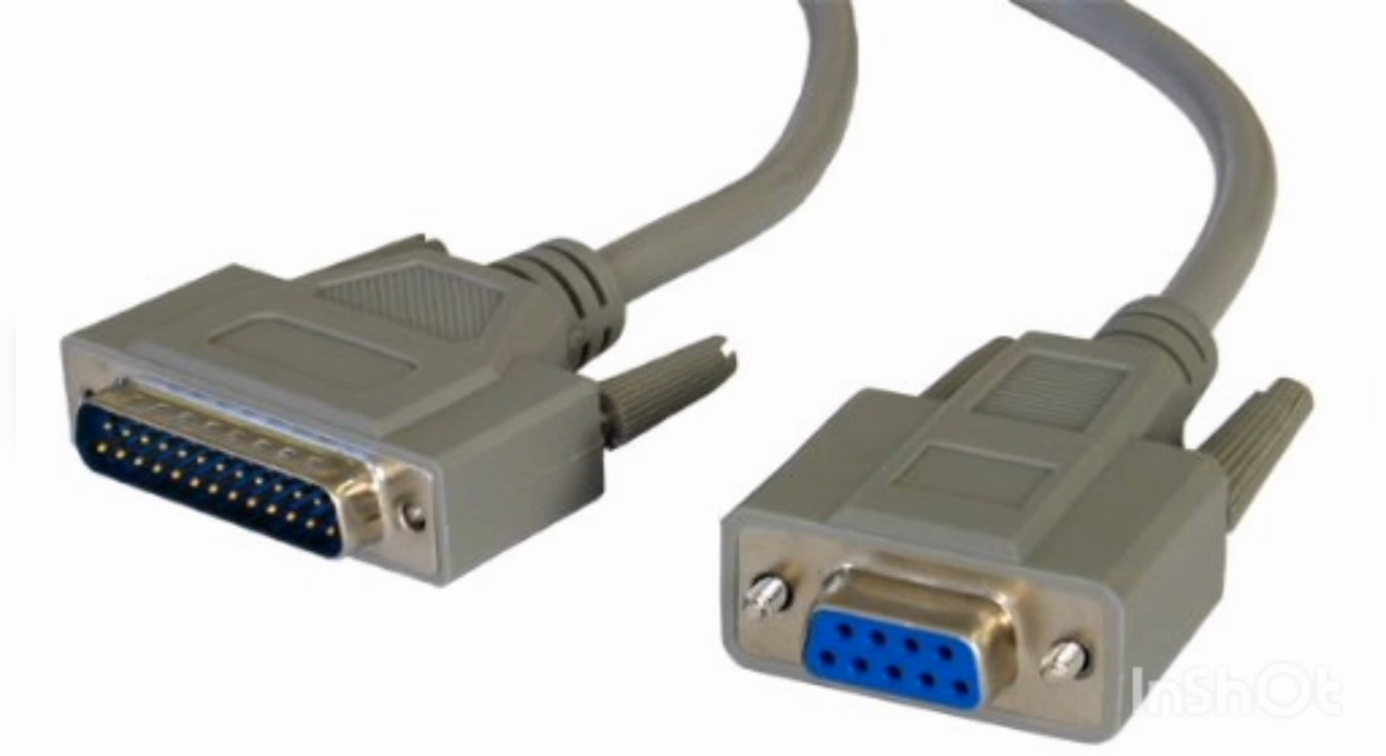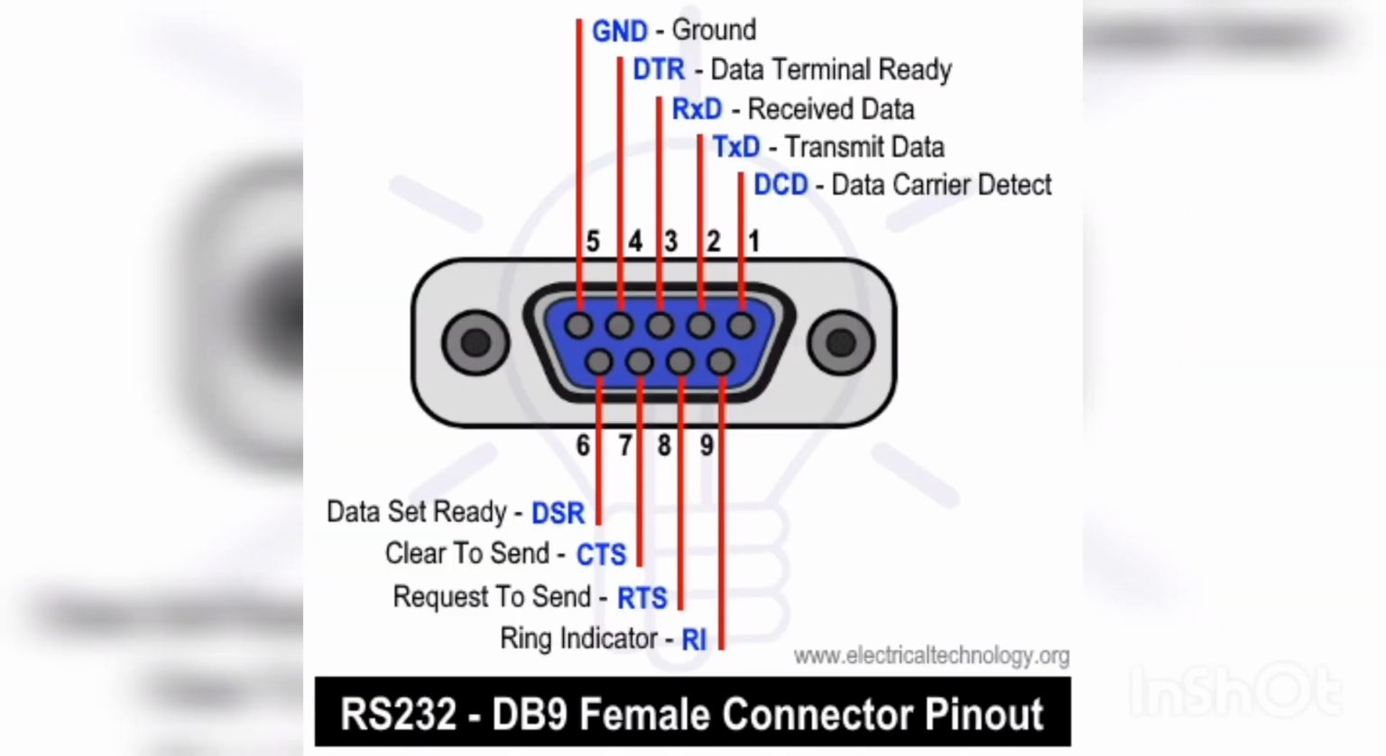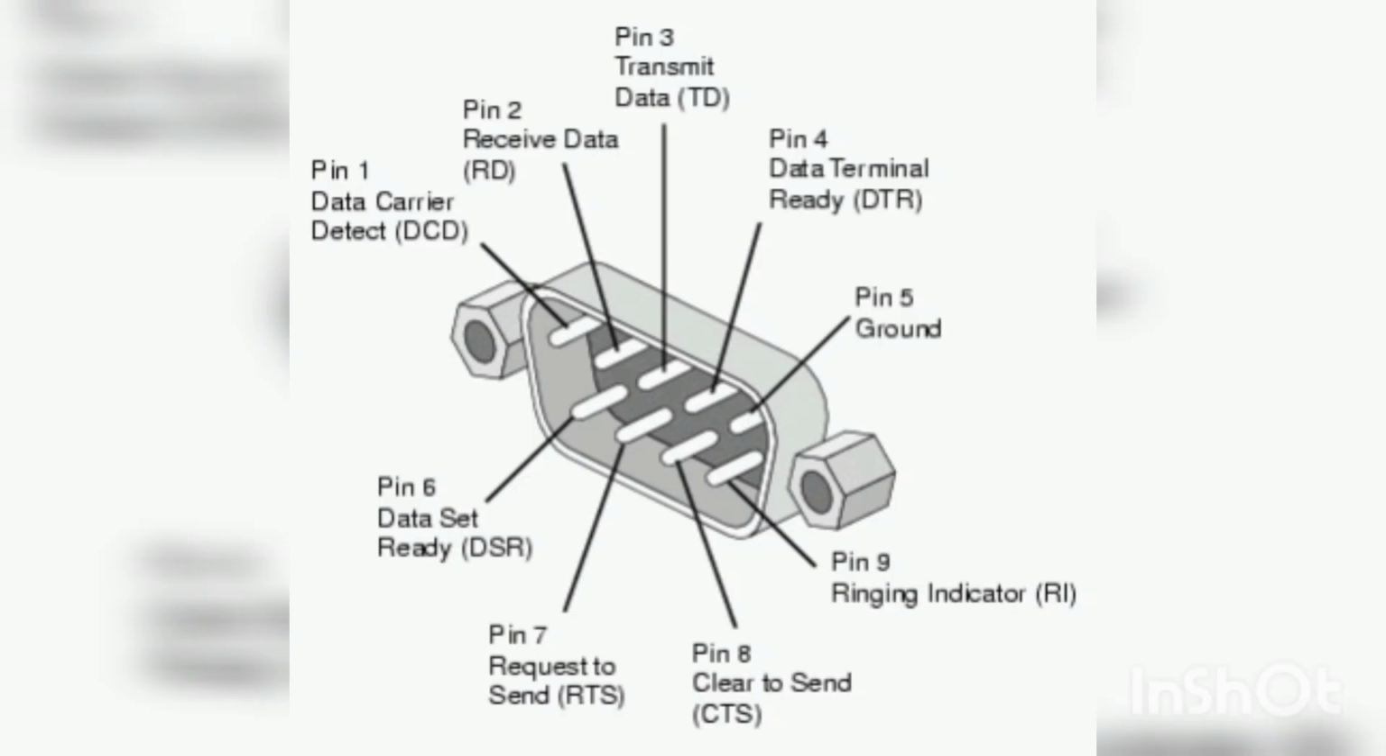RS-232 is a serial communication standard that uses a 9-pin or 25-pin connector to transmit data between devices. The 9-pin connector is more commonly used today. Here is a description of each of the pins on a standard RS-232 9-pin connector. 1. CD, carrier detect. This pin is used to detect the presence of a carrier signal from the modem. 2. RxD, receive data. This pin is used to receive data from the transmitting device. 3. TxD, transmit data. This pin is used to transmit data to the receiving device.